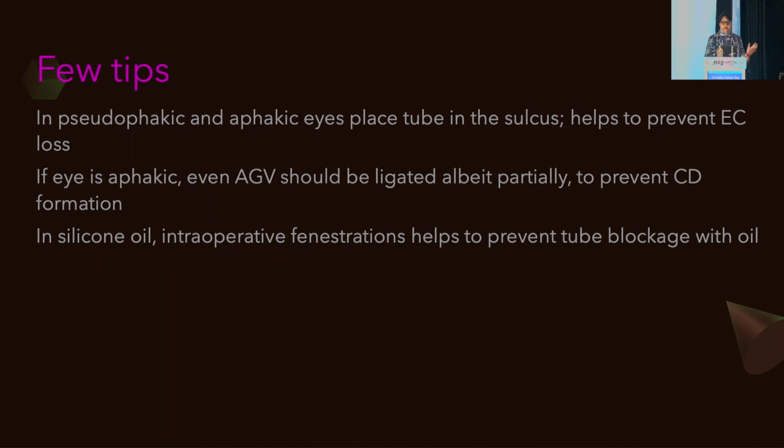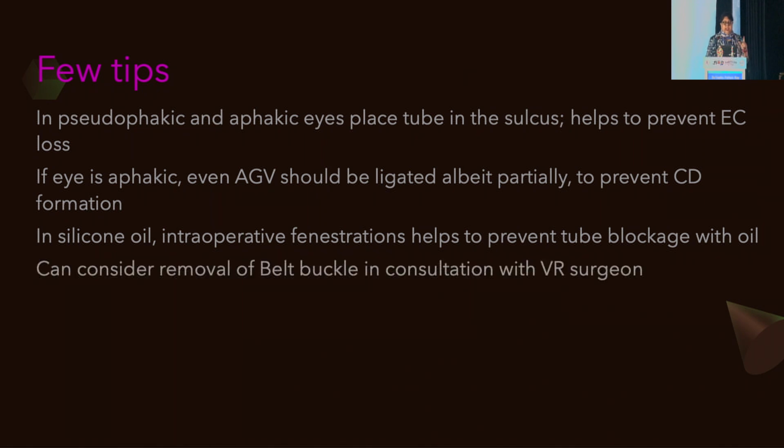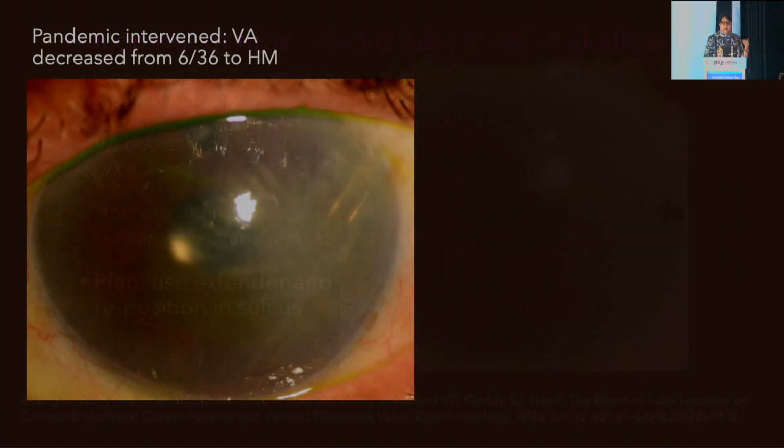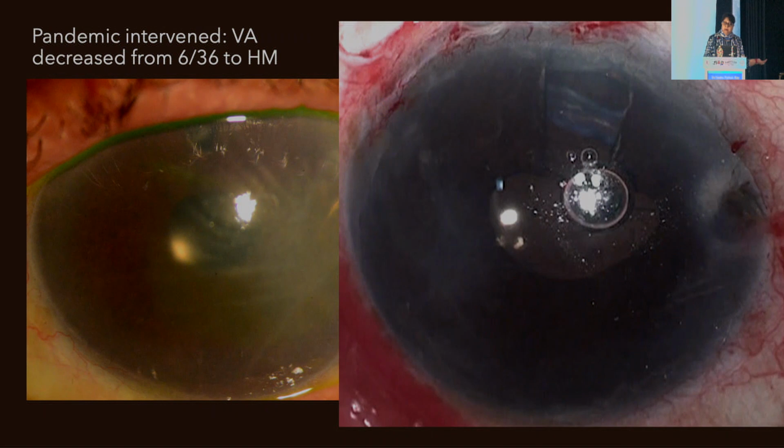do intraoperative fenestrations. I'll show you what I mean by that. The tube never gets blocked, and you can consider removal of the belt buckle in consultation with a VR surgeon if the patient has a belt buckle. So why in the sulcus? Look at this AC tube. Over a period of time, it has caused corneal endothelial failure. This patient had trab and tube elsewhere, came to me with 6/36 vision. Unfortunately, the pandemic intervened and the patient's vision became hand movement.